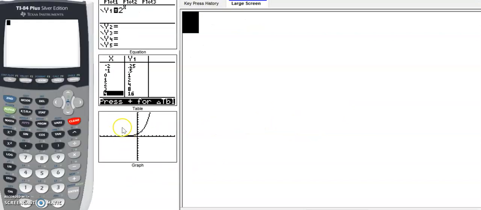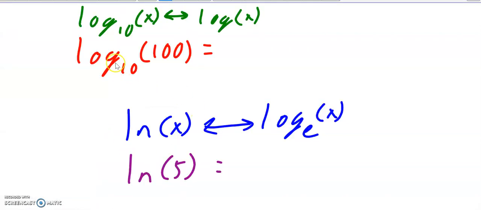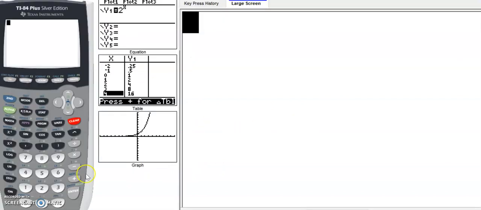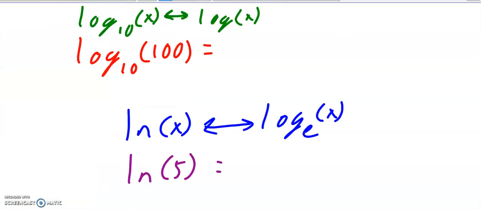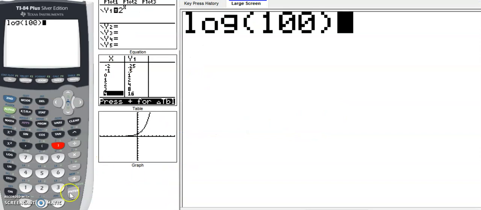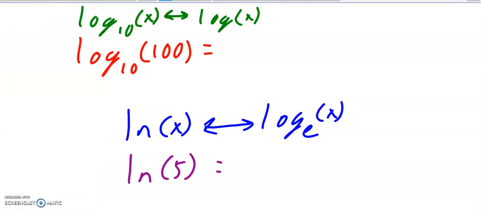So the first thing is typing into the calculator. If I have, for instance, log base 10 of 100 in my calculator, all I'm going to do is type in log of 100. And remember, what is this saying? Well, if I have log base 10 of 100, this is saying 10 to what power equals 100? Great question. Glad you asked it. But we should know the answer to this is going to be 2 because 10 squared is 100. So our answer right here is 2.